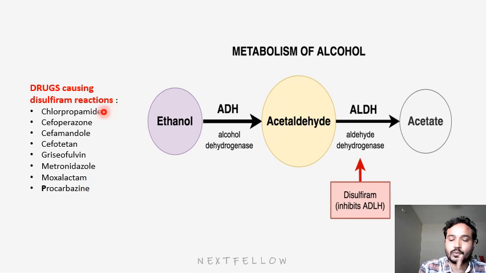Among these, chlorpropamide is an oral anti-hyperglycemic drug. Cefoperazone, cefamandole and cefotetan are cephalosporin drugs. Griseofulvin is an anti-fungal drug. Metronidazole is an anti-helminthic. Moxalactam is an antibiotic. Procarbazine is a chemotherapeutic anti-cancer drug. Here the main MCQs will be two. One is which enzyme the disulfiram drug will inhibit: the aldehyde dehydrogenase enzyme. Next, the drugs which cause a disulfiram reaction. This list we have to remember.